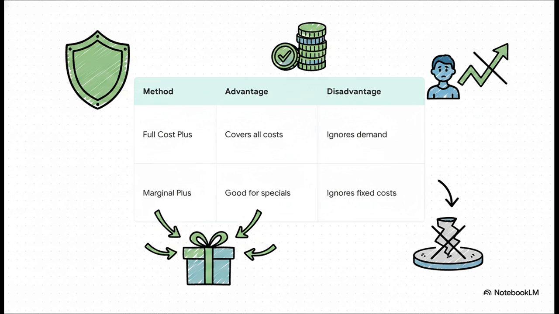It totally ignores demand. Marginal cost plus, on the other hand, is absolutely brilliant for short-term special orders where you just want to generate a little extra contribution. But it's pretty dangerous long-term because it might just fail to cover your fixed overheads.